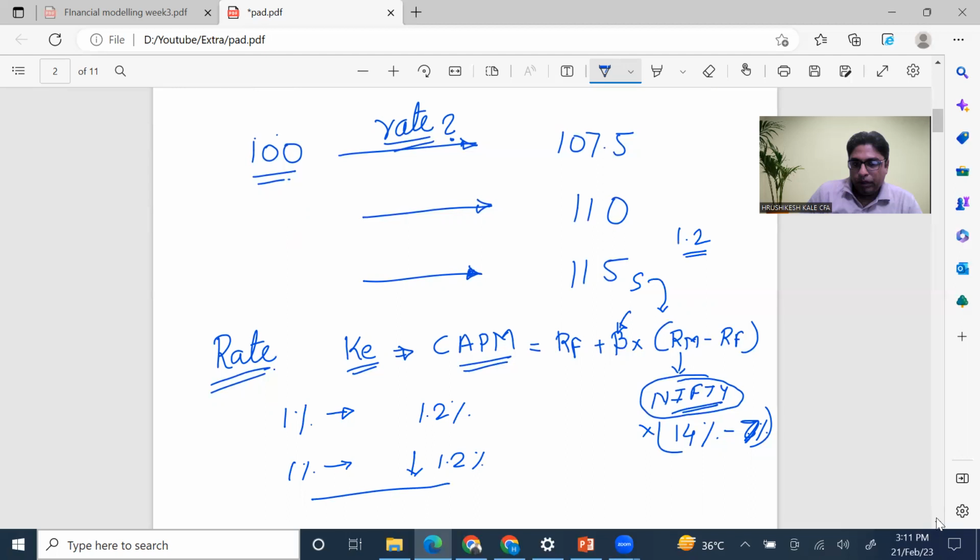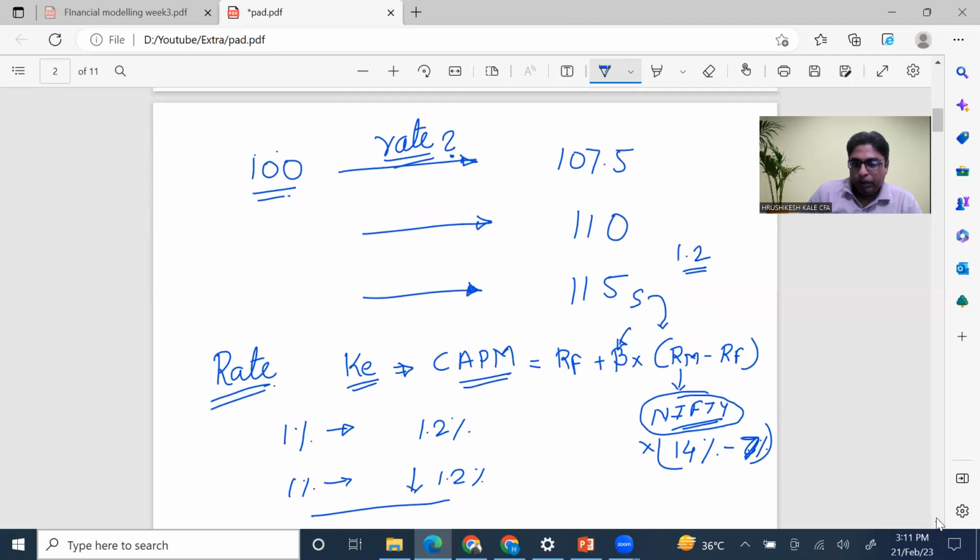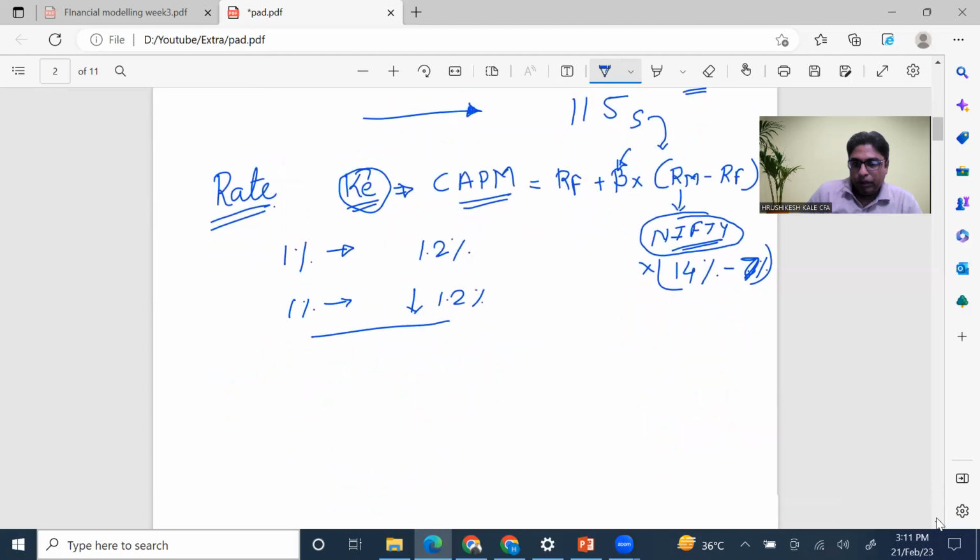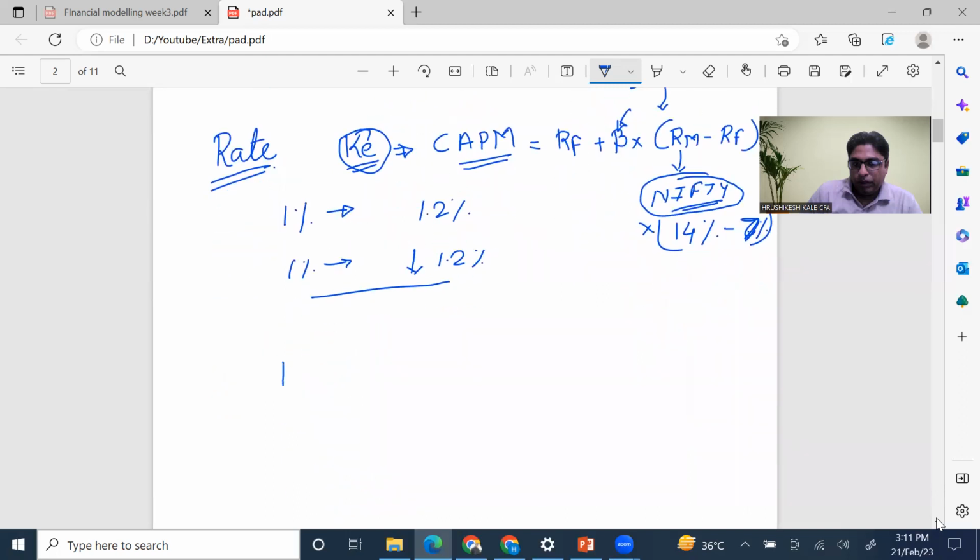Now, so the rate can be cost of equity. The rate can be return on investment. The rate can be weighted average cost of capital, WACC. We are going to see that in our next lecture. Okay. But there is some rate, and that rate is called discount factor.